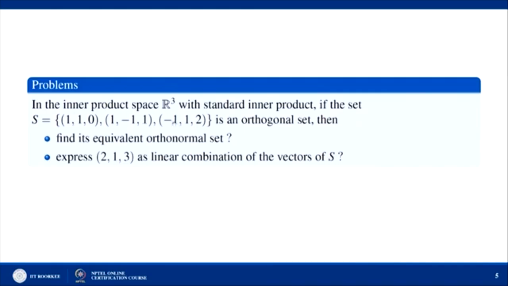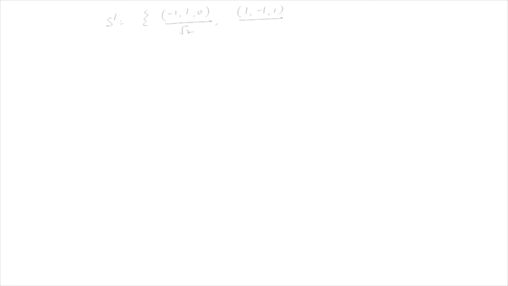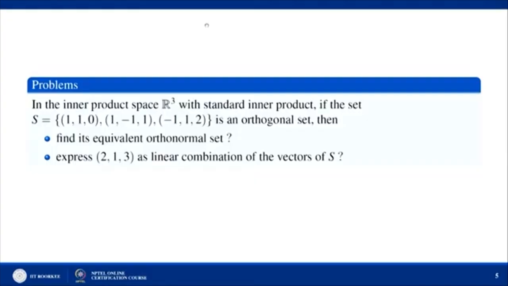So what is the norm of this vector? It is under root 2. Norm of this vector? Under root 3. Norm of this vector is under root 1 plus 1 plus 4, that is under root 6. So what is an equivalent orthonormal set of this? The equivalent orthonormal set, suppose H dash, has as its first vector (1, 1, 0) upon under root 2. The second vector is (1, -1, 1) upon under root 3. The third vector is (-1, 1, 2) upon under root 6. So this is an equivalent orthonormal set.